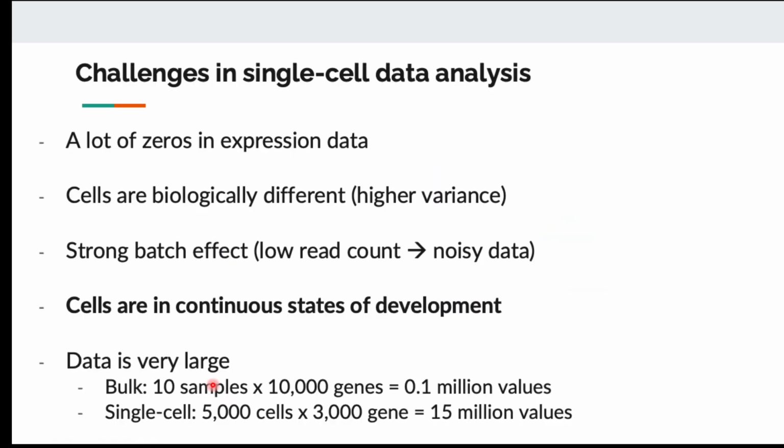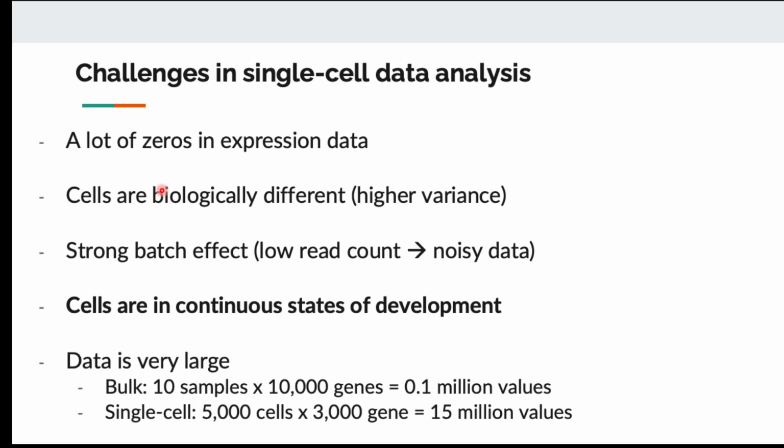So just to summarize, in this lecture and the next lecture, we are going to go through how we analyze the data. But just to summarize what we are facing when we switch from bulk technique to single cell technique: first, we are going to have a lot of zeros in the data, a lot of missing values. We need to do some imputation, or we need to update our statistical model.